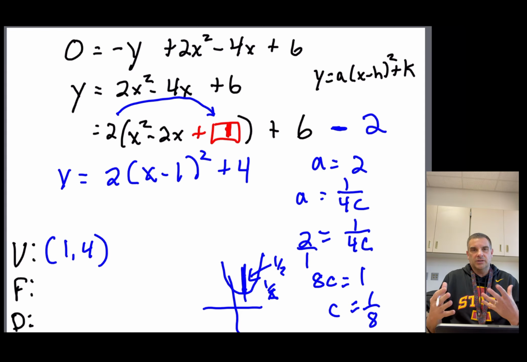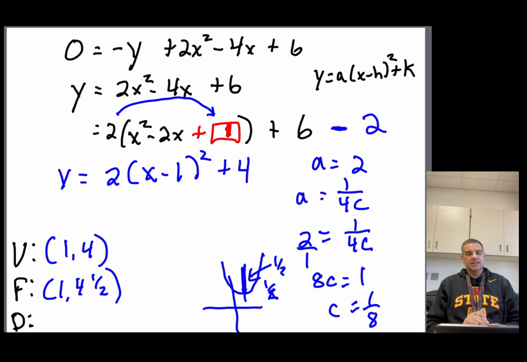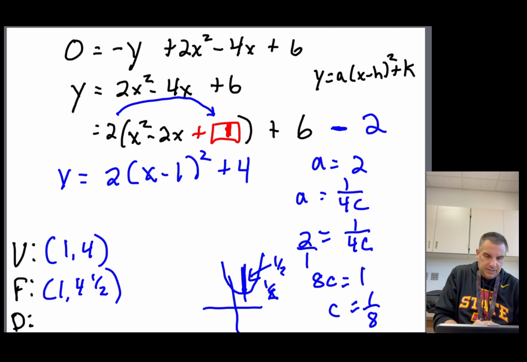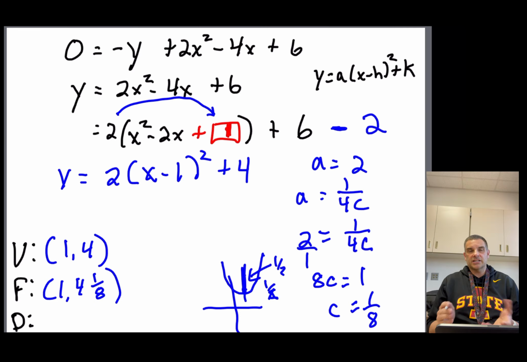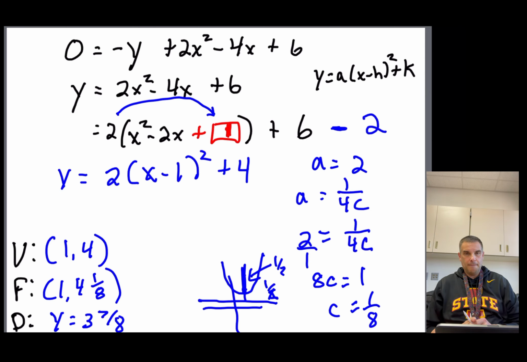So what value is changing, my x value or my y value in my focus? Okay, well, my y value is changing, and how much is it changing by to get to the focus? It's changing by 1/8. So 4 and 1/8. So the focus is at 1 and 4 and 1/8, not 1/2. 4 and 1/8. So there's my focus. The directrix is going to be y equals this time because it's this right here, and it's below it, so I have to subtract it. So it's going to be y equals 3 and 7/8 is my directrix for that one.